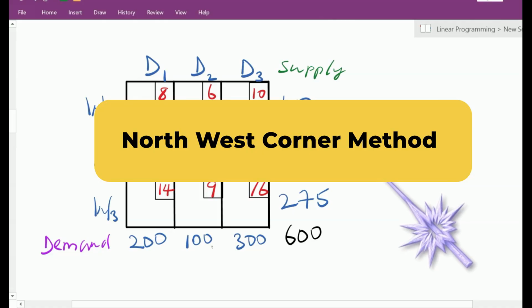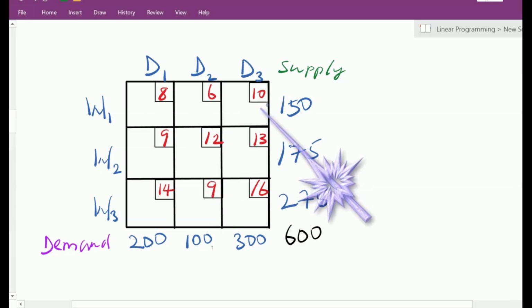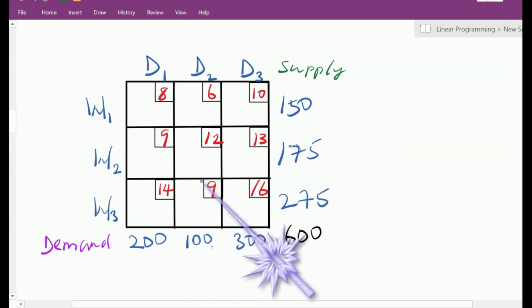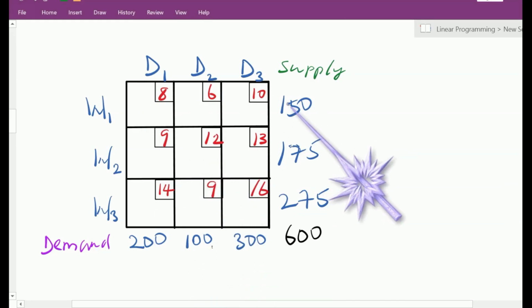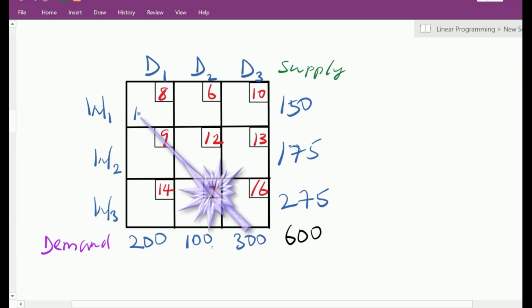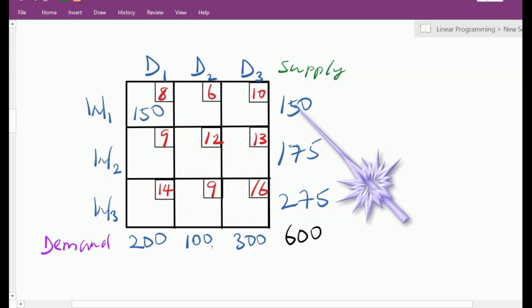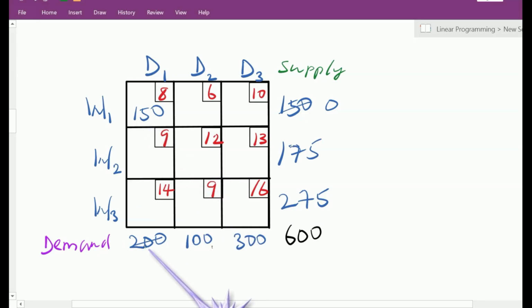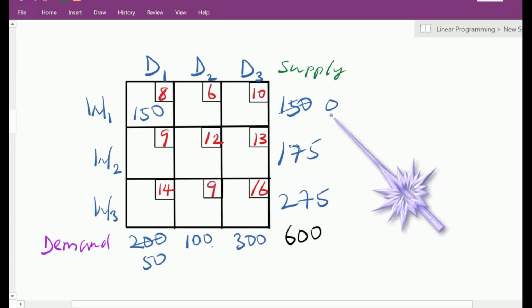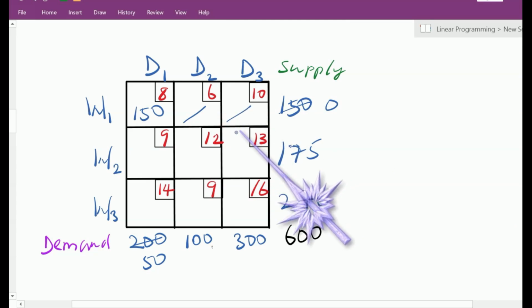Using the northwest corner method, we look at the supply and demand. You always start from the top left. At this point, we have 150 as supply and demand of 200, and the lesser value is 150, so we write 150 here. Then you subtract it from the supply, which becomes 0. The same amount you remove from the demand: 150 from 200, you have 50. Then you look at the row or column that has 0, that has exhausted its allocation, and you cross it out.